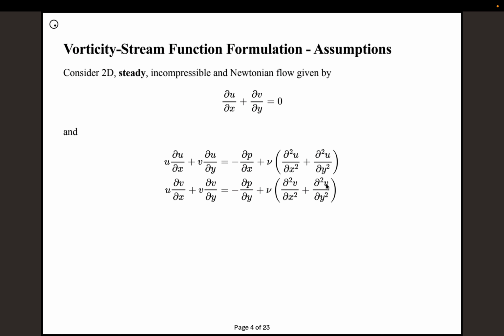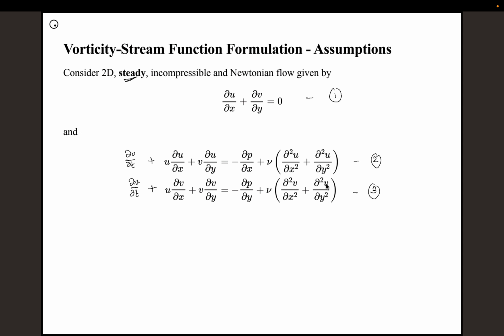We started out with a 2D flow, steady, incompressible and Newtonian. Then the continuity equation is given by del u del x plus del v del y equal to 0, and the momentum equations are given as follows. So what we try to do now is, again we are assuming it to be steady, but even if it is not steady, the general case, we can still go ahead and do the derivation as follows.